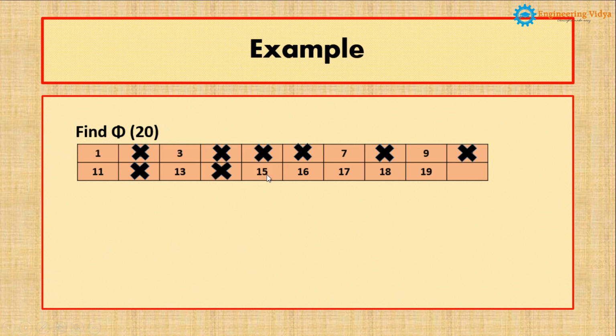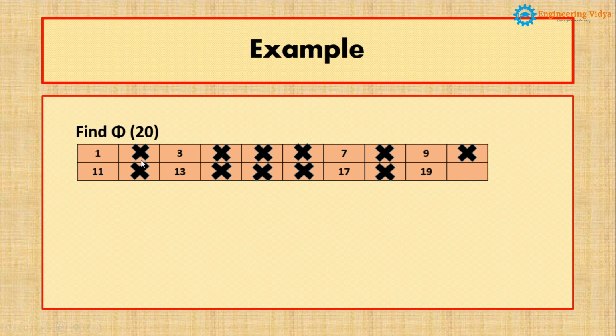Now check for 15. 5 can divide 15 and 5 can divide 20, so it is not relatively prime, so it will again be discarded. Now check for 16. 2 can divide 16 and 2 can divide 20, right? So again it will be discarded. 17 and 20 are not divisible by any common number, so it will be accepted. Now check for 18. 18 is divisible by 2 and 20 is divisible by 2, so it will be discarded. And 19 will be accepted.